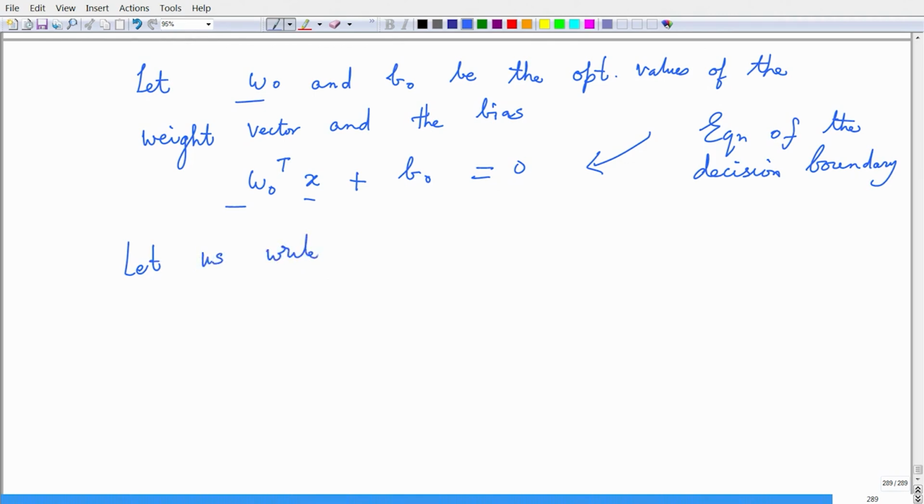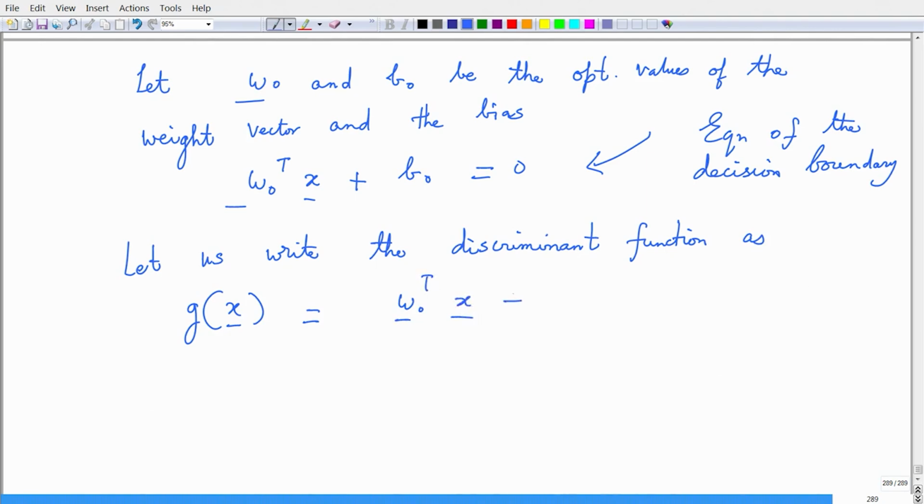Let us write the discriminant function. So, for every point x, I can evaluate a function called a discriminant function, and depending upon what it evaluates to, I can figure out if it is +1 or -1. So, let us write the discriminant function as g of x, which is equal to W naught transpose x plus B naught.